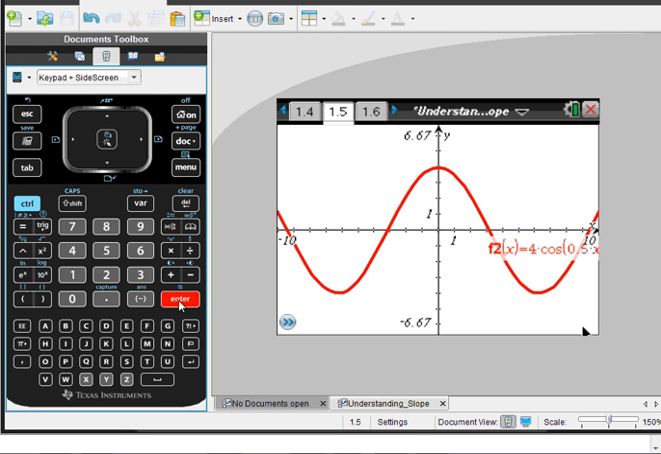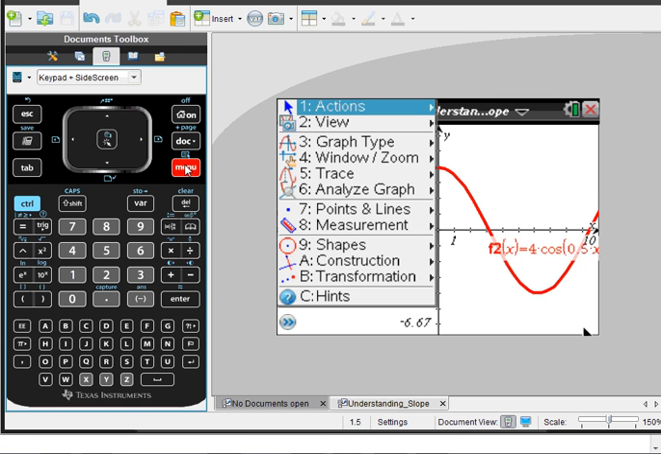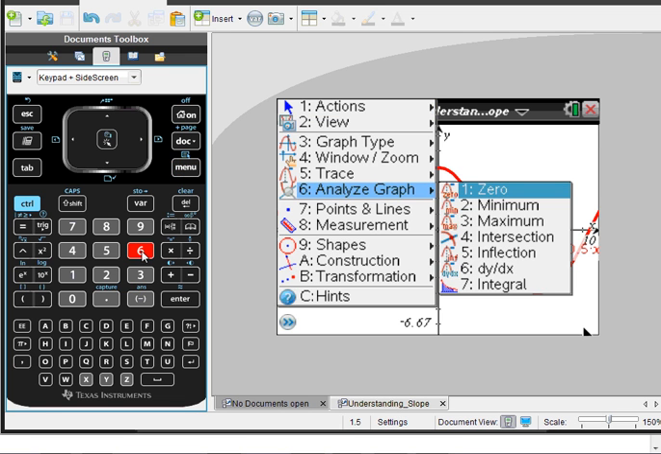And I want to graph from minus pi to pi. I'd like to find out where those zeros are. I could find the zeros. Okay, let's do it. Menu. I can analyze my graph, and I want the 0.